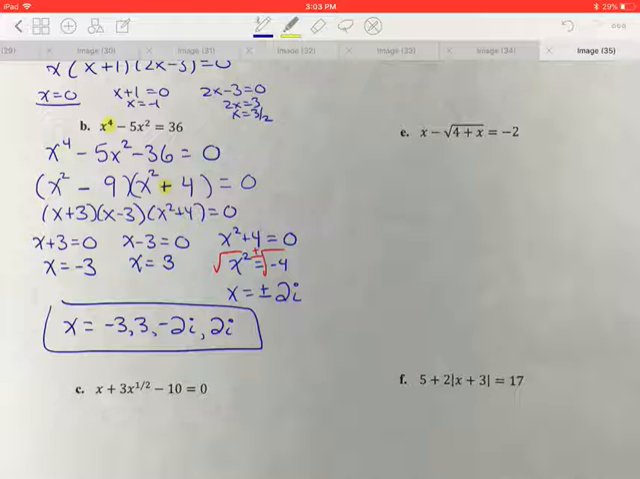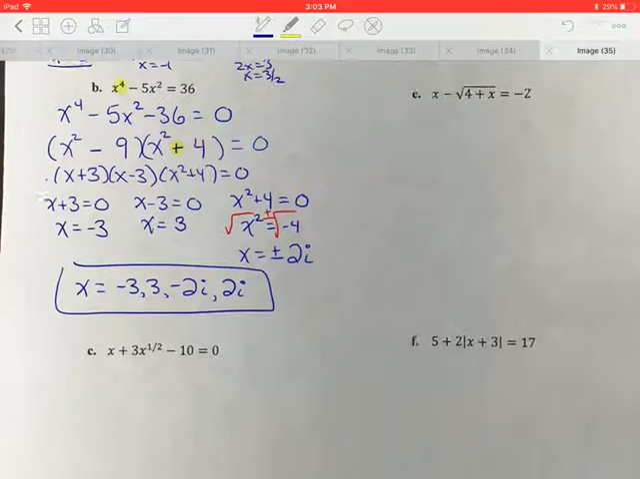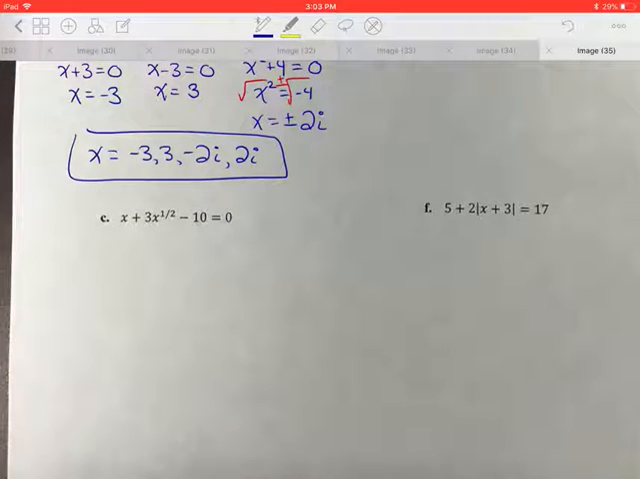Alright, so the last one I want to do in this video, this one is also quadratic in form, but it's a little strange looking. I do want to think of my x to the 1/2 as the square root of x, if you remember that back from chapter 1. And this one's a little odd, but I'm going to try to factor it with my FOIL backwards.